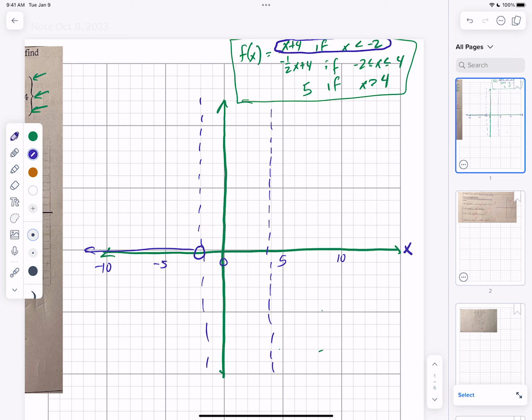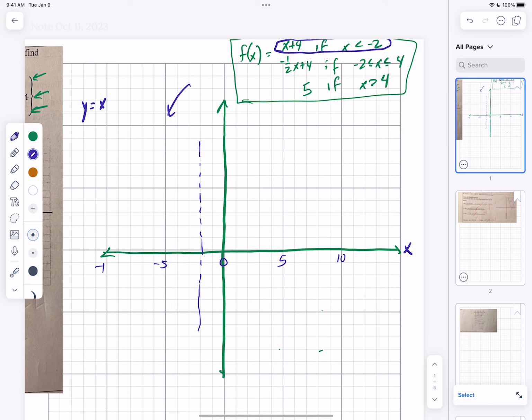Okay, so I'm just going to undo what I drew here, just wanted to make it clear what we're going to do. All right, so this first rule in blue. If x is less than -2, so it's over here, when we're in this space over here, we need to graph x plus 4, but we know how to do that. So y equals x plus 4.